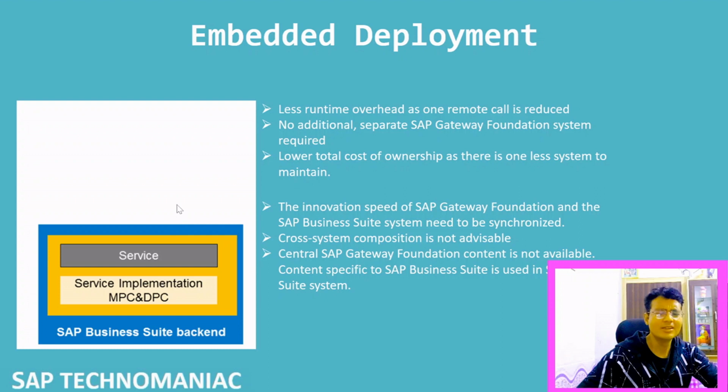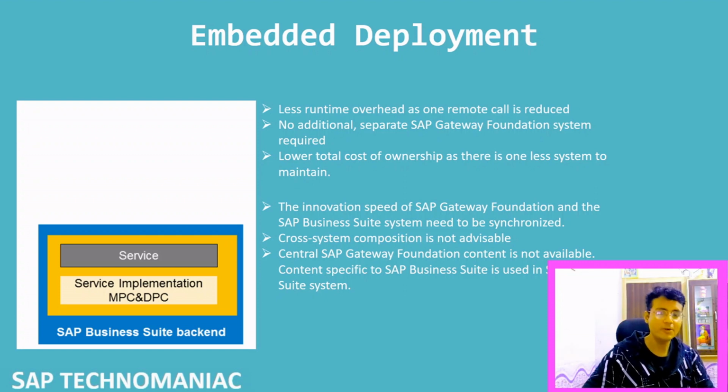So obviously we will not have multiple system data, and we will not have one central point where the front end services can talk. They have to talk to different systems to get the data differently. So that's again the embedded deployment disadvantage.